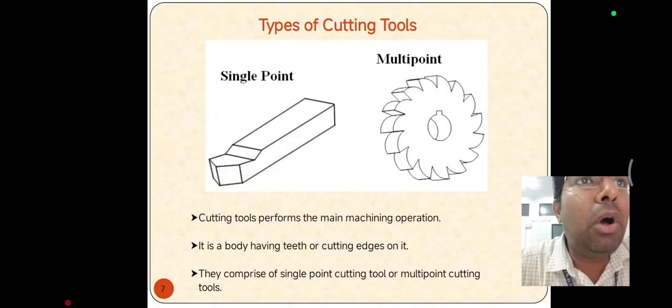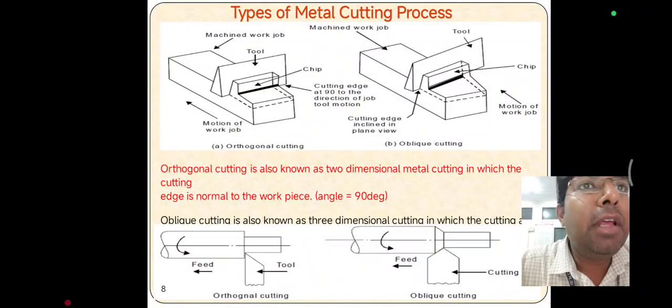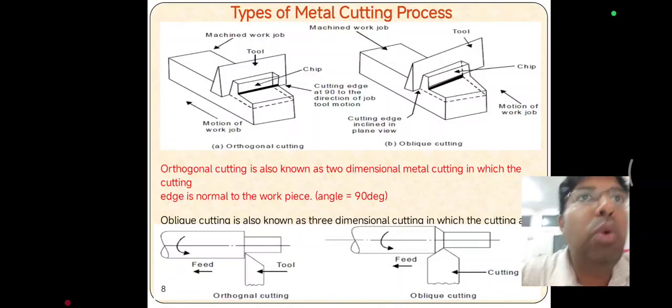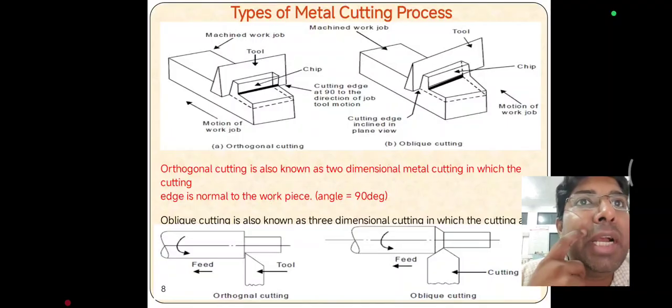First, we have orthogonal cutting. This is a cut at a right angle to the workpiece, with an angle of 90 degrees. When I say two-dimensional, I mean that the cutting action occurs in a single plane, making it simple and more straightforward to analyze. Now, in contrast, we have oblique cutting, which is often called three-dimensional cutting.